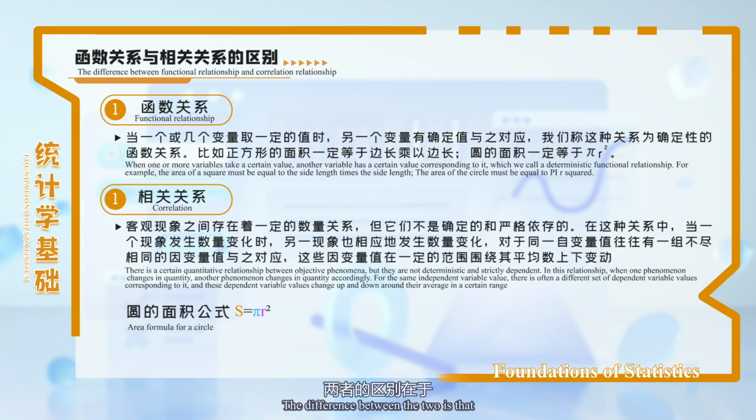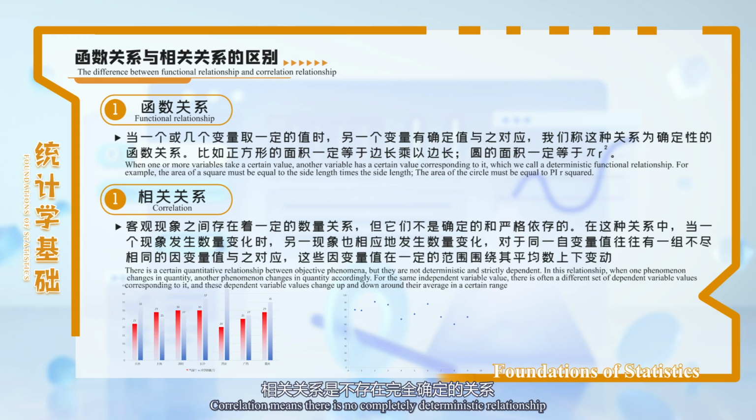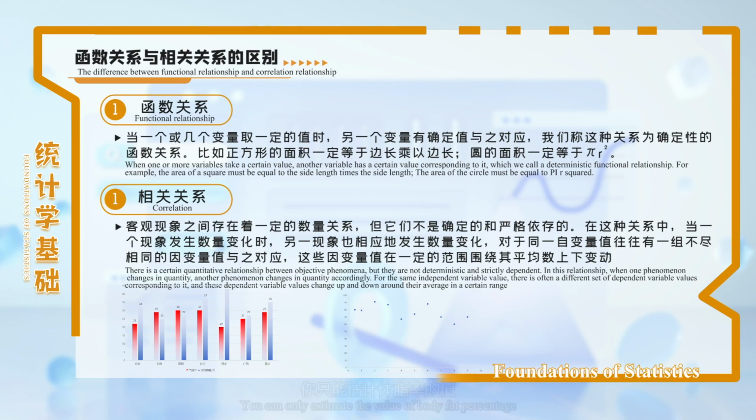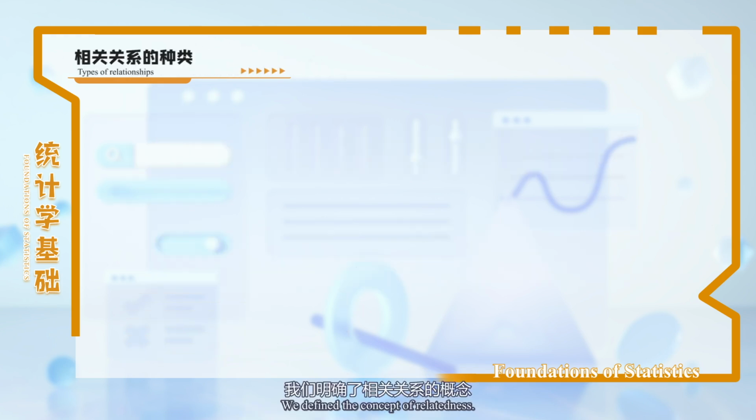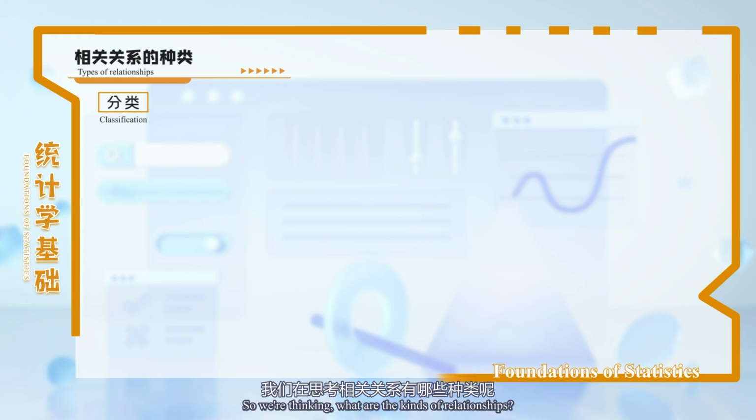The difference between the two is that a functional relationship is a completely deterministic relationship. For example, the area of a square must equal the side length multiplied by the side length. The area of a circle must equal pi times r squared. Correlation means there is no completely deterministic relationship. You cannot use one or more variables to find the exact value of another variable. For example, you cannot use your weight to accurately calculate the value of body fat percentage. You can only estimate it. So we define the concept of correlation. So we're thinking, what kinds of correlations are there?